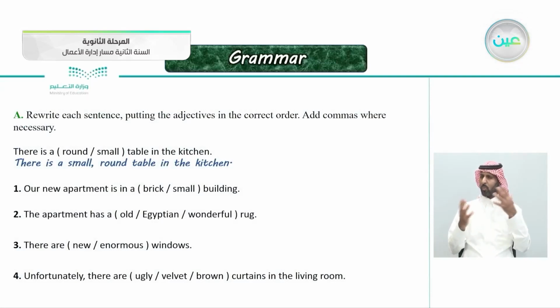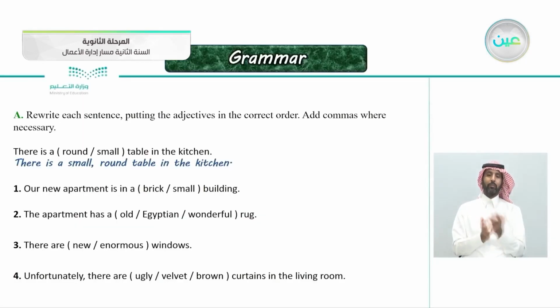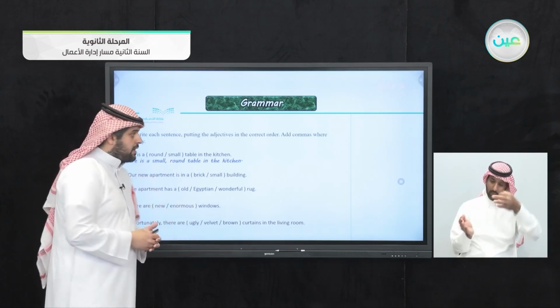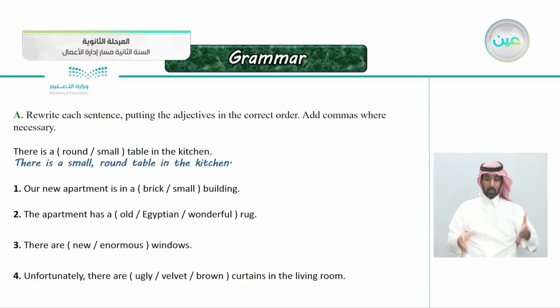So exercise A here, rewrite each sentence putting the adjectives in the correct order. Add commas where necessary. So we'll be rewriting these sentences, putting the adjectives in the correct order as we learned previously. The first one is already done. There is a small round table in the kitchen. If you remember the correct order that we took in the beginning of this lesson, try to read it on the page, then get back to this exercise.